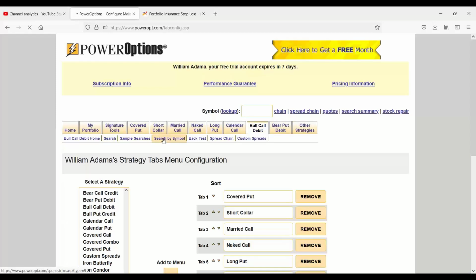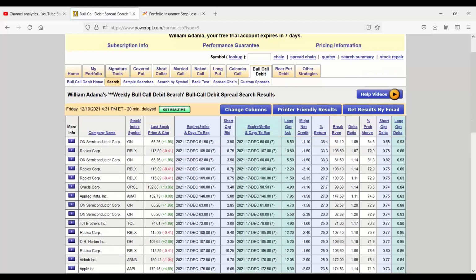The one approach might be what's considered a parity trade to a bull put credit spread. And what I mean by that is when I'm doing a bull put credit spread, I'm typically selling out of the money puts against a stock. So for on semiconductor at 65.26, I might be selling the 61 put if it has the probability above that I want and the return that I want. And then I might be buying a 59 or a 60 strike as we're seeing here.